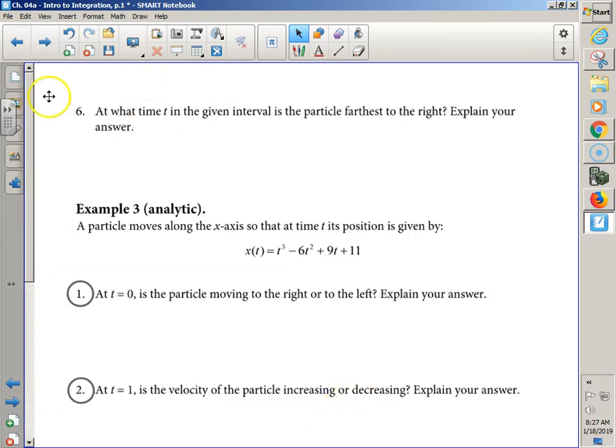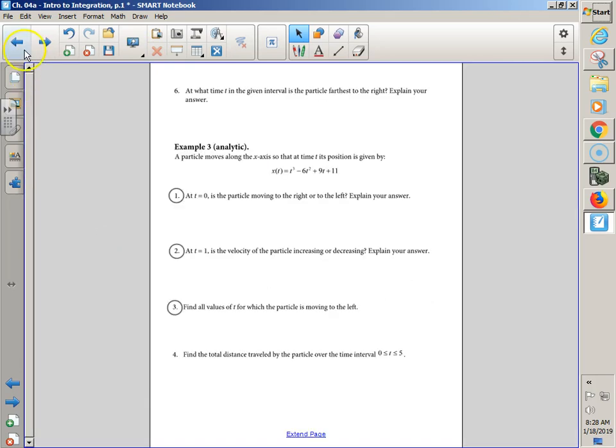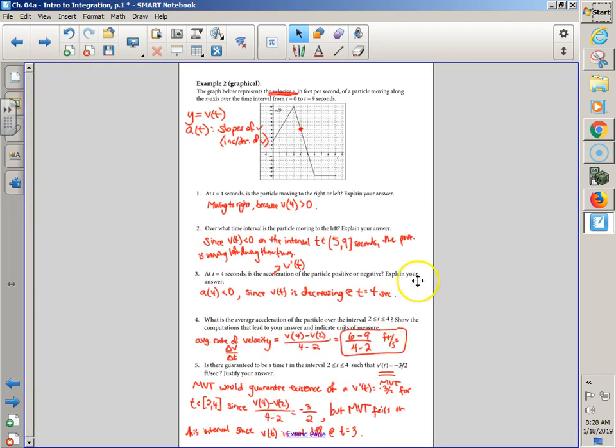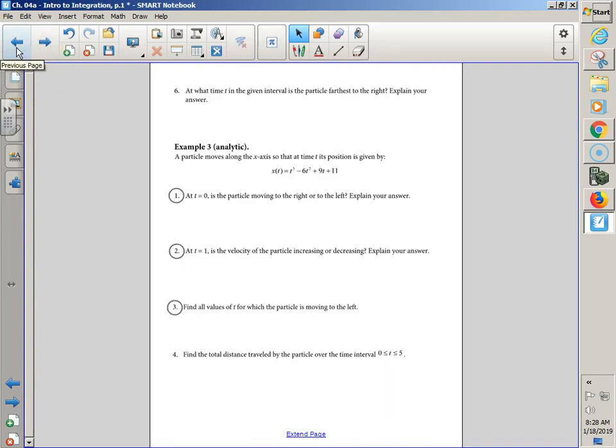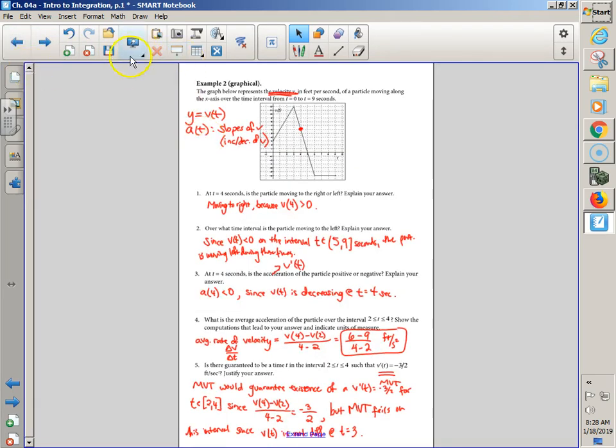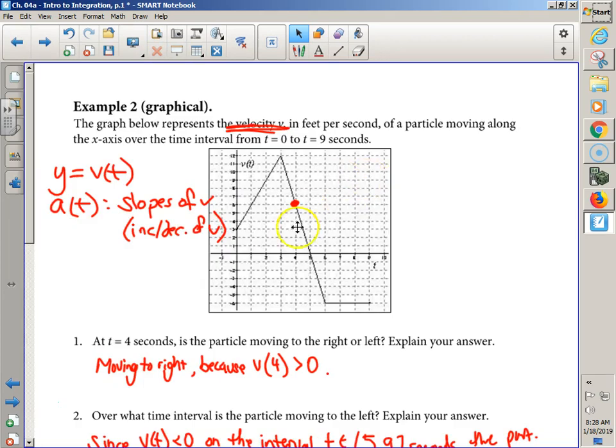Okay, skipping number 6. Although, does anybody want to make a quick little guess at number 6? Did anybody have something down that they thought might be? For when or where? When? Is the particle farthest right? When it's approaching. Say it a little bit louder, Ryan. When it's approaching the sharp point. No. Good thought, but where?